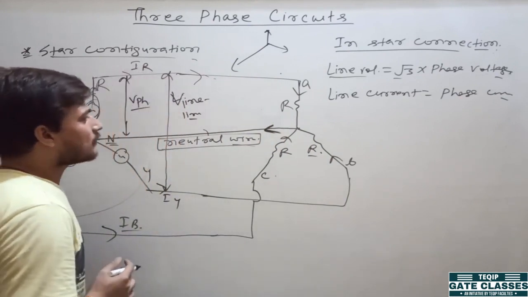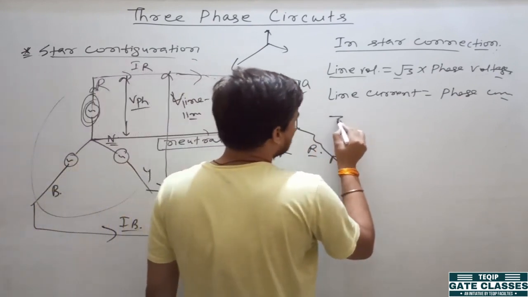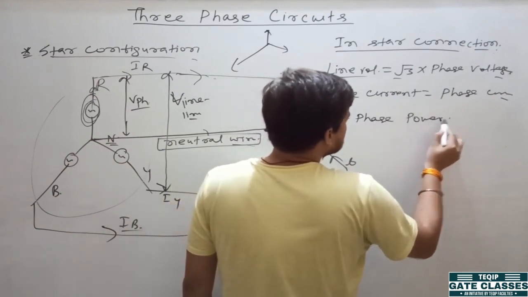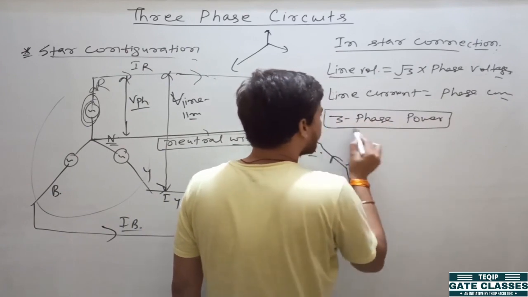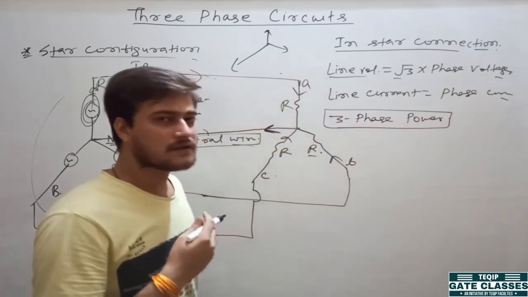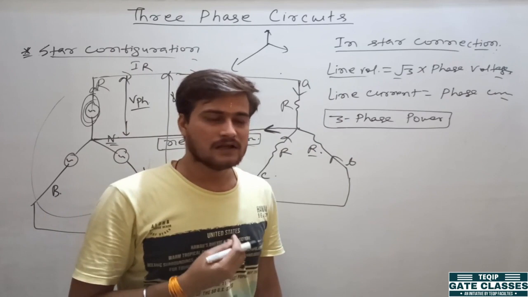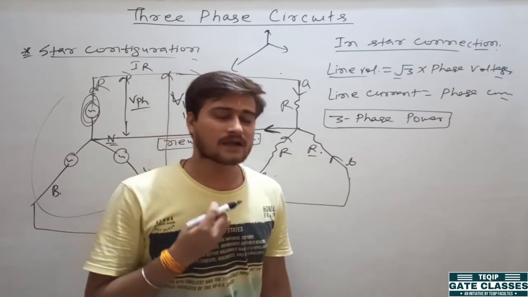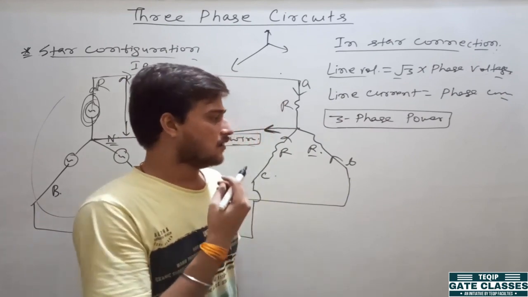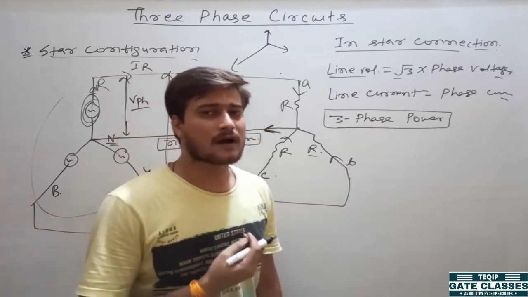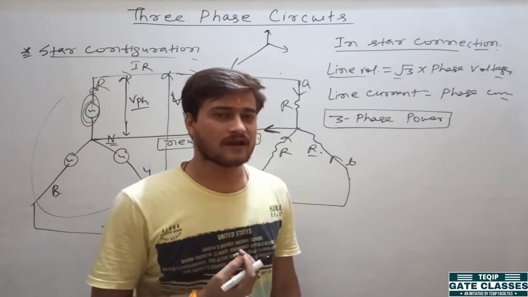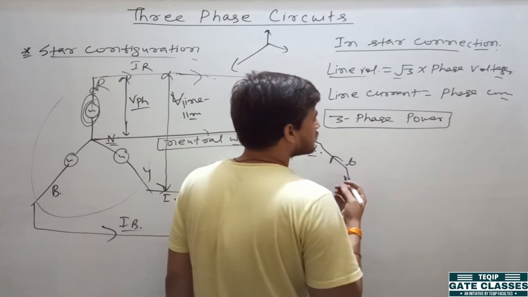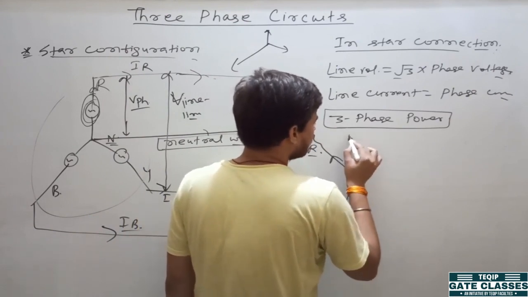If you calculate three-phase power, you see that three-phase power is always constant. If you are finding the instantaneous three-phase power, then instantaneous three-phase power is always constant. In the case of a single phase system, you see that instantaneous power is varying, but in case of three phase power, instantaneous power is always constant, and it is equal to P 3 phase.